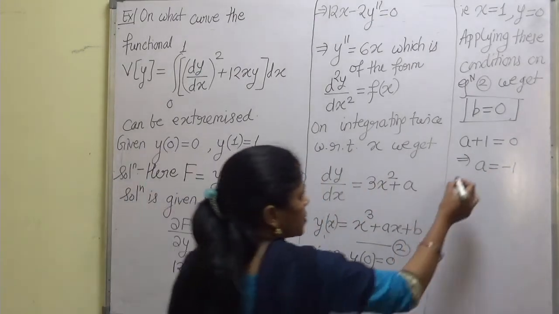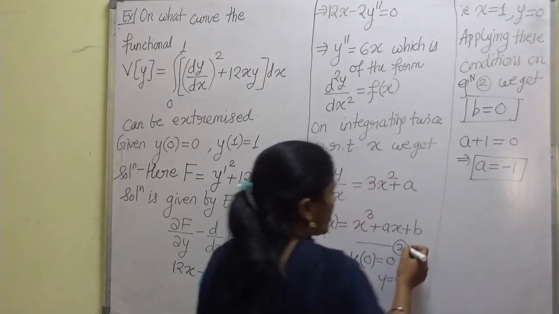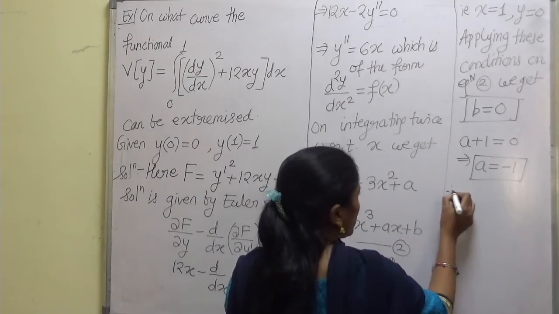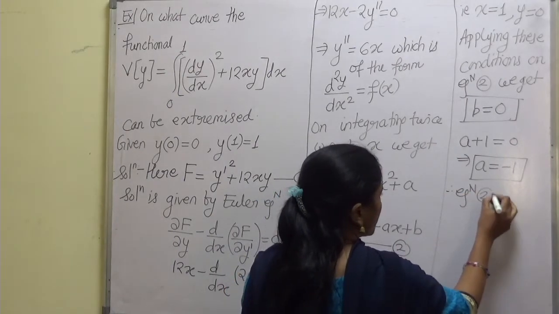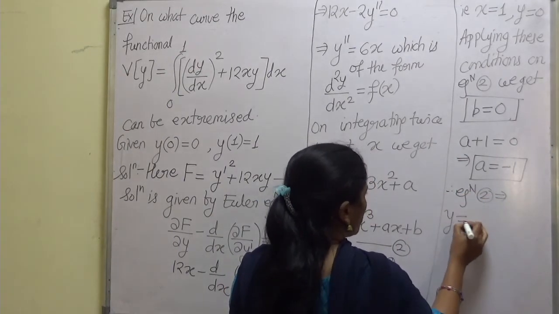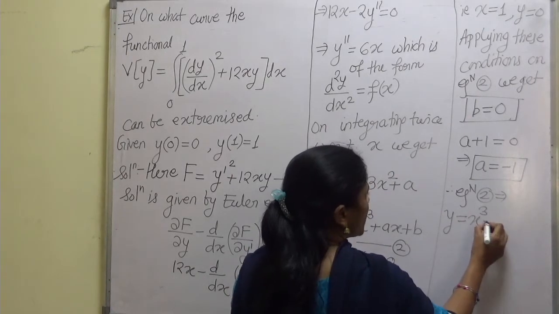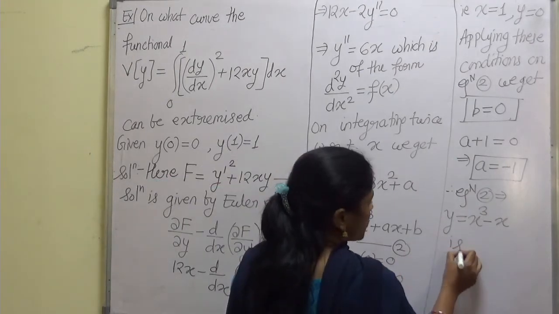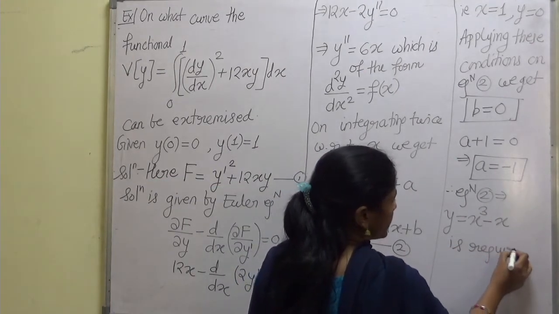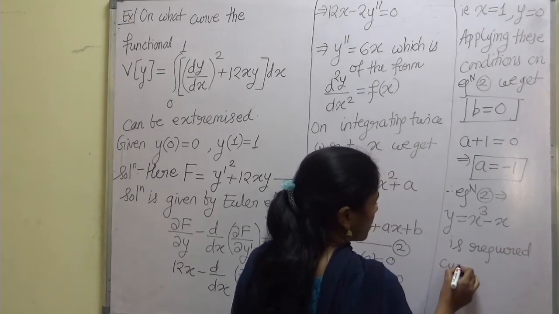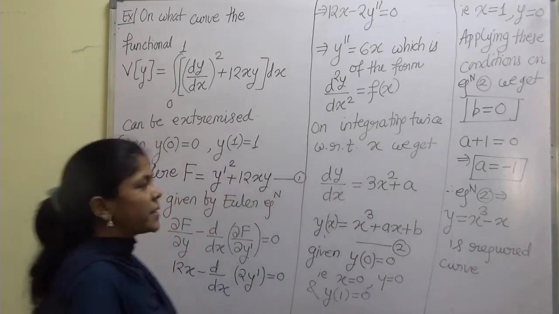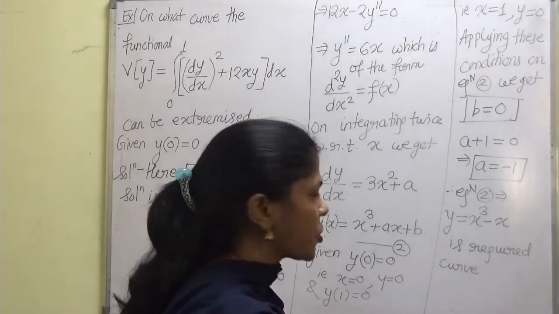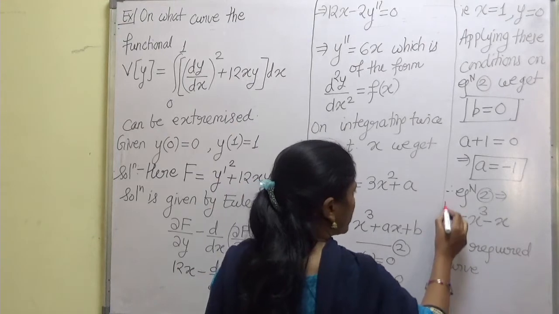Okay. So put this value of a and b in equation 2. You will get the desired extremal. So therefore, equation 2 implies y is equal to minus x cube, a is minus 1, so minus x, and b is 0, is the required extremal, is the required curve, right? Because here it is asked on what curve. So this is the curve over which the functional is extremal.